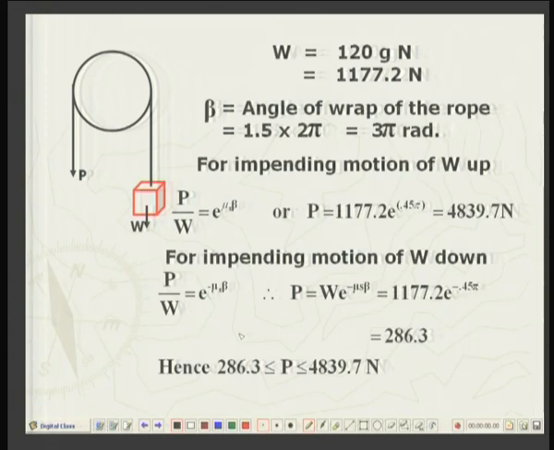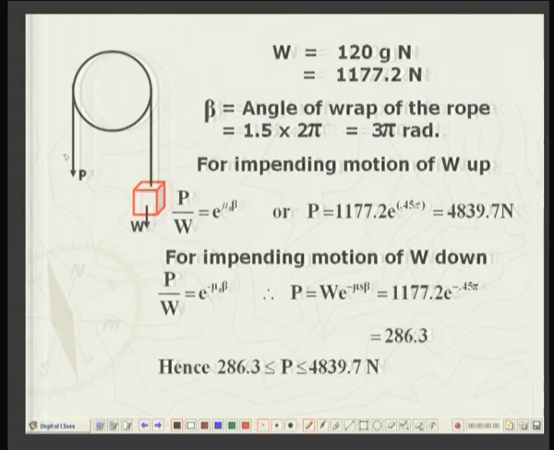In other words, P is equal to 1177.2, as calculated here, times the exponential of 3 pi radians times 0.15. So it will be 0.45 pi. The angle is always to be given in radians. This calculates out to be 4839.7 newtons. So when this much force is applied at this end, as a downward force, the weight will go up.